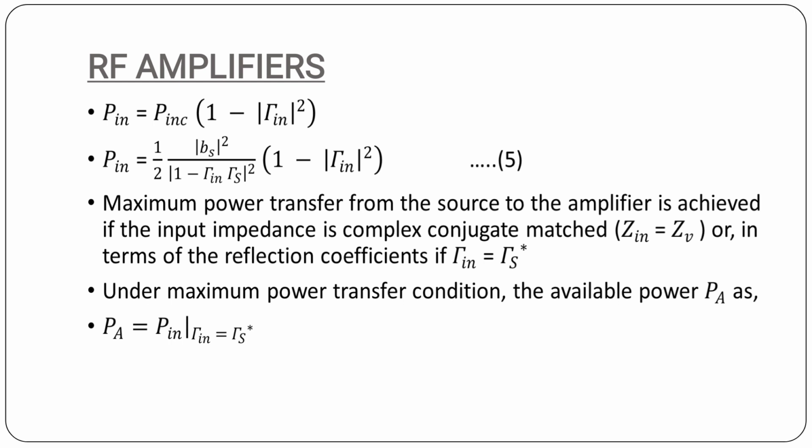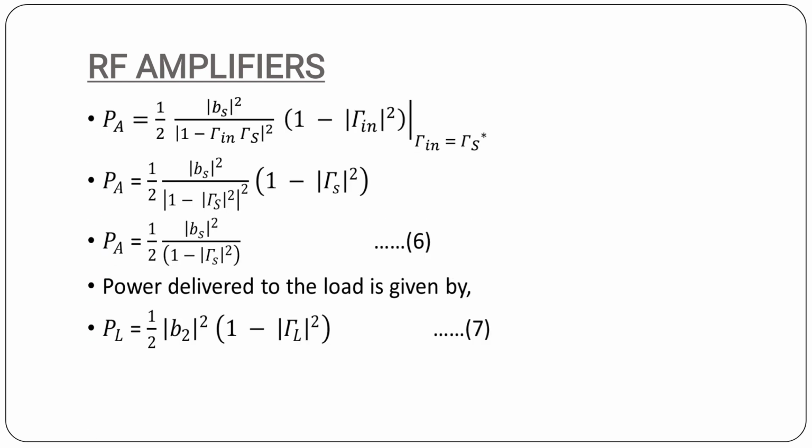Maximum power transfer from the source to the amplifier is achieved if the input impedance is the complex conjugate of the source impedance, or in terms of reflection coefficient, under the maximum power transfer condition, the available power Pa is equal to Pin with gamma in equal to gamma S conjugate. Pa is equal to 1/2 |Bs|^2 divided by |1 minus gamma in gamma S|^2, times (1 minus |gamma in|^2). The available power is 1/2 |Bs|^2 divided by (1 minus |gamma S|^2). So the power delivered to the load is given by PL equal to 1/2 |B2|^2 times (1 minus |gamma L|^2).